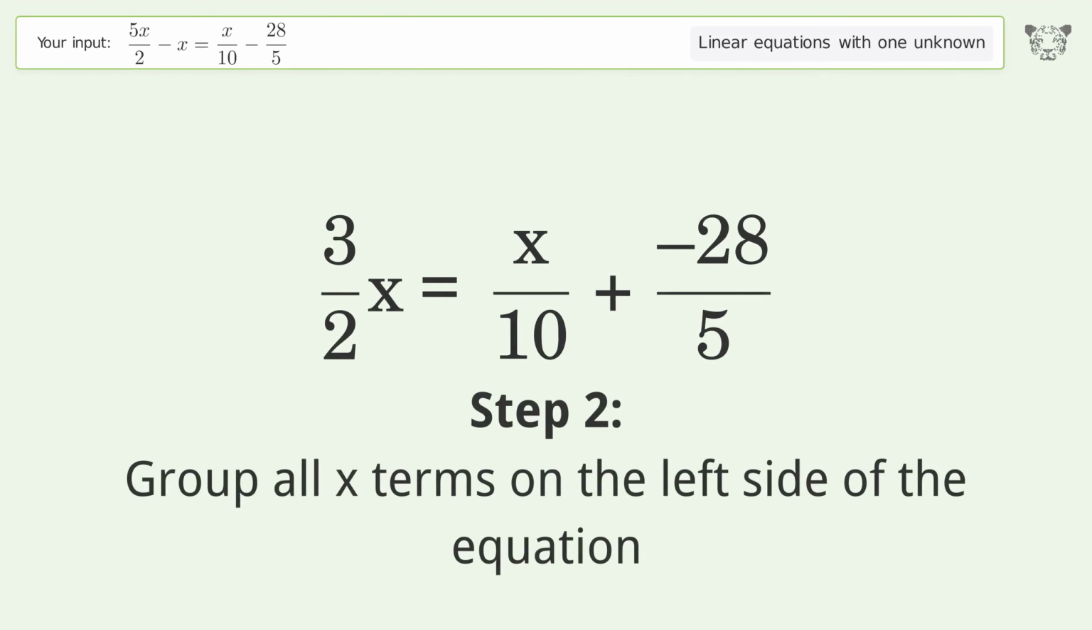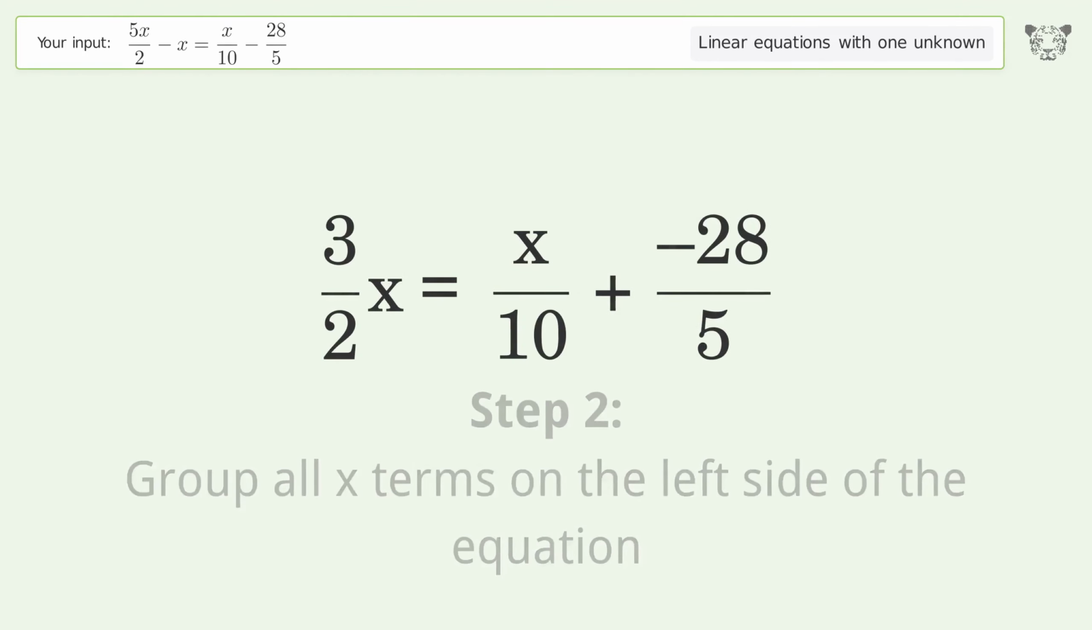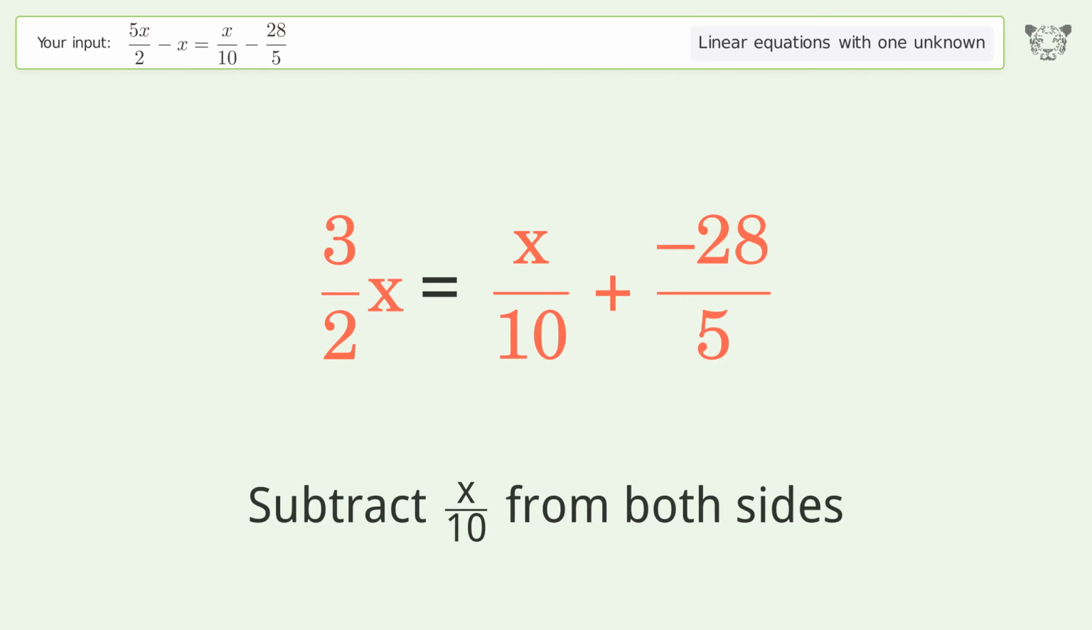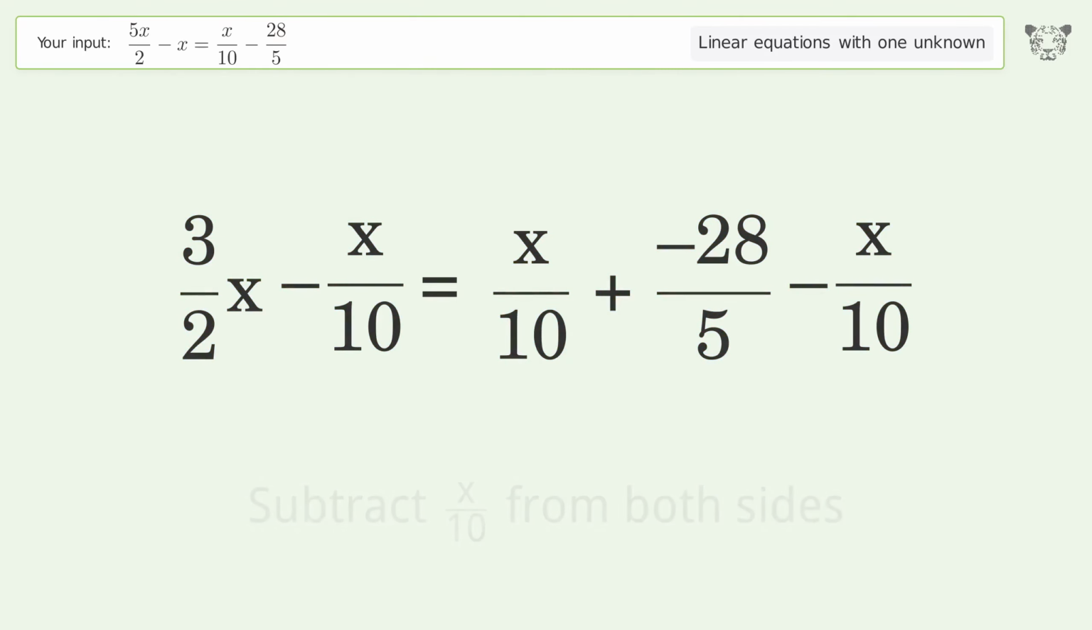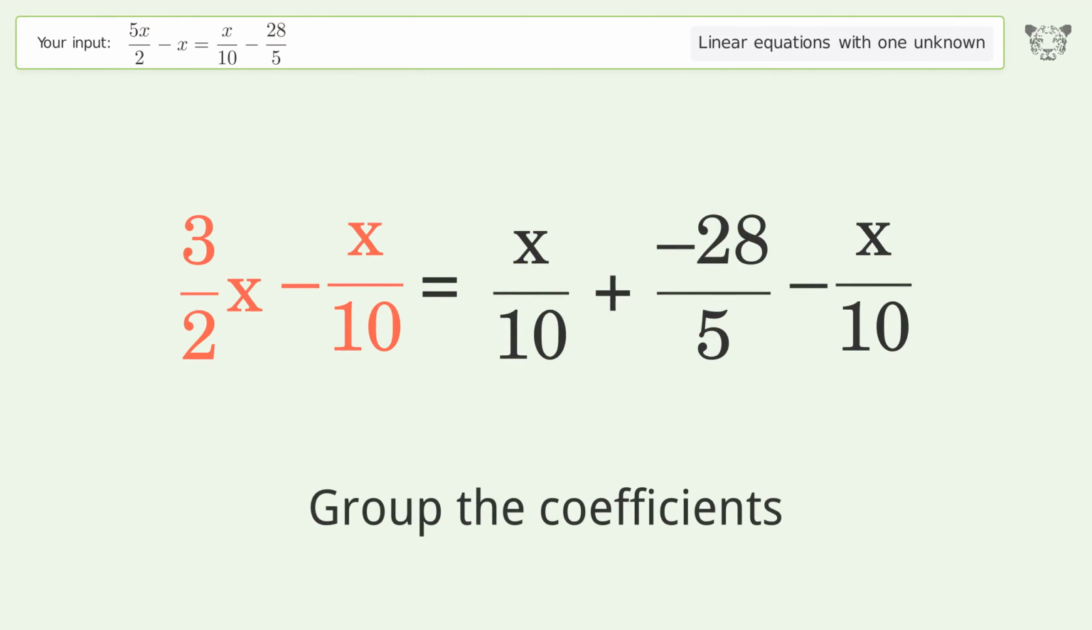Group all x terms on the left side of the equation. Subtract 10 over 10 from both sides. Group the coefficients.